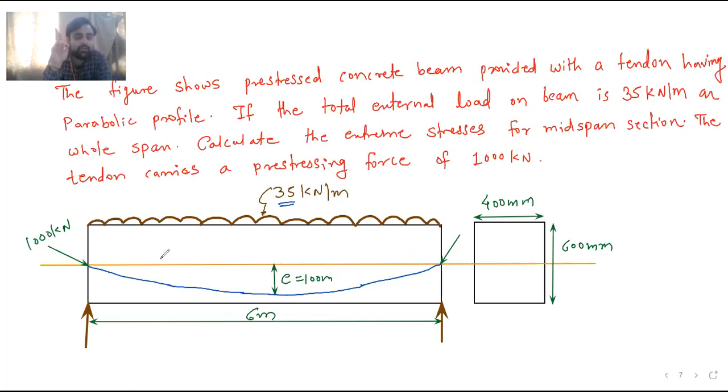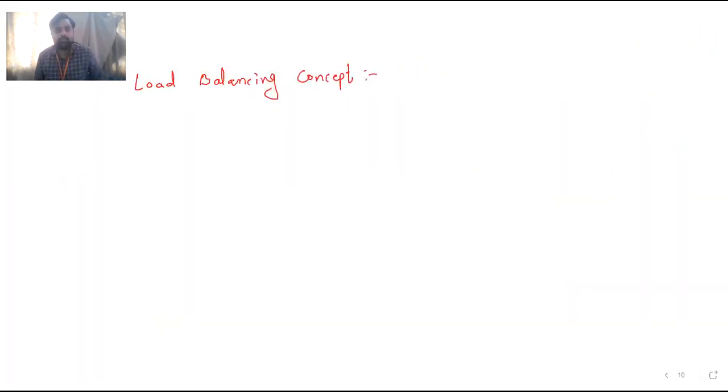There are two formulas in load balancing concept. First is for point load, that is the upward point load is 2P sin theta if the external point load is acting on the beam. If the external point load is not acting, only UDL is acting, then next formula is 8Pe upon L square. So that formula we are going to use.